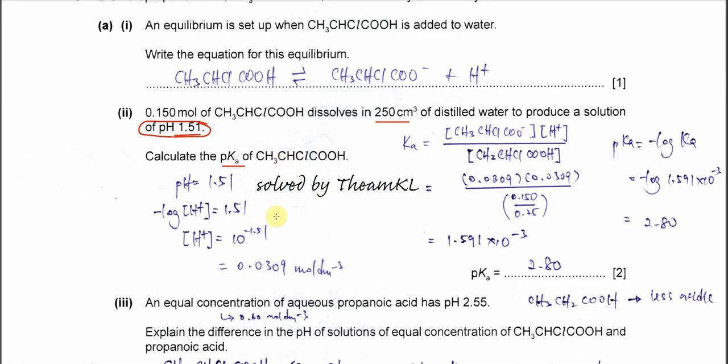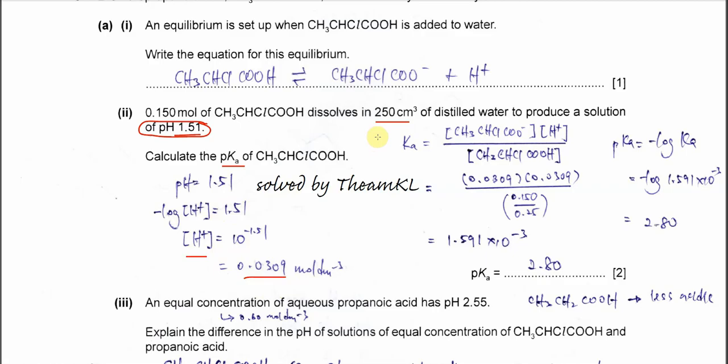1.51, so from the pH you need to calculate the concentration of hydrogen ion first. So we know that pH is equal to negative log concentration of H+. So therefore, negative log concentration of H+ equals 1.51. So after that, you get 0.0309 mole per dm³ for the H+.